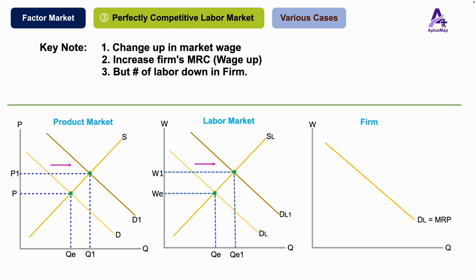Now what about our little individual firm over on the right graph? This is where it gets interesting and a bit counterintuitive, maybe. The market wage went up, right? So the firm's horizontal MFC line shifts up to that new higher market wage.